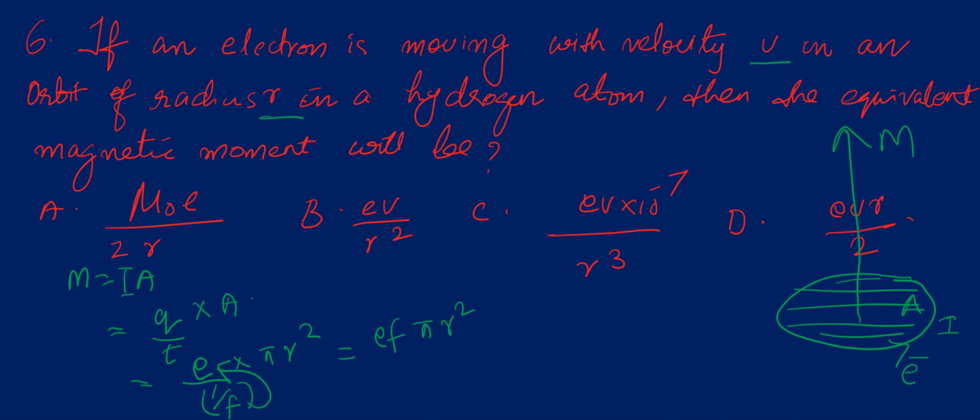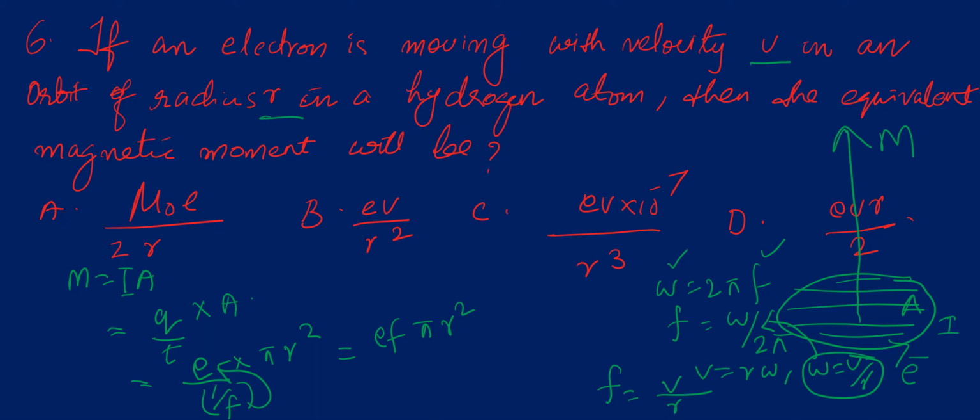Again we know that omega equal to 2 pi f, angular velocity equal to 2 pi into frequency. So frequency we can write omega by 2 pi. Also linear velocity v equal to r omega, or we can write omega equal to v by r. We can substitute this value in this equation, so you will get f is equal to v by r into 2 pi.